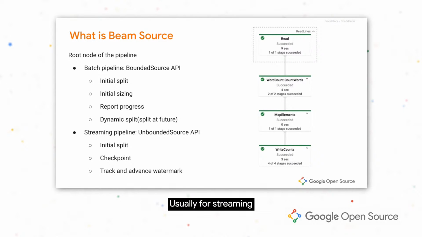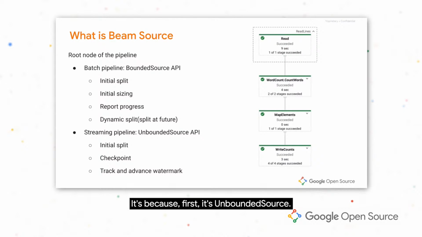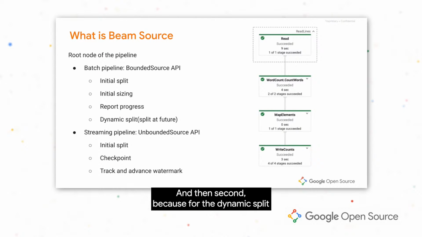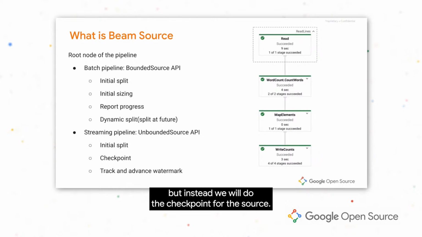Usually for streaming, we are able to perform the initial split as well, but it's not really possible to do the dynamic split. It's easy to understand why. First, it's an unbounded source, so it doesn't have a boundary. And second, for the dynamic split, we usually want to split in the future, and it's not known for an unbounded source whether we will have a future. So usually we will not do that, but instead we will do a checkpoint for this source.